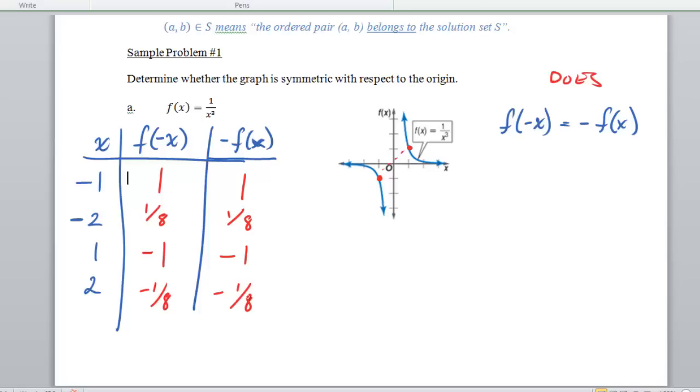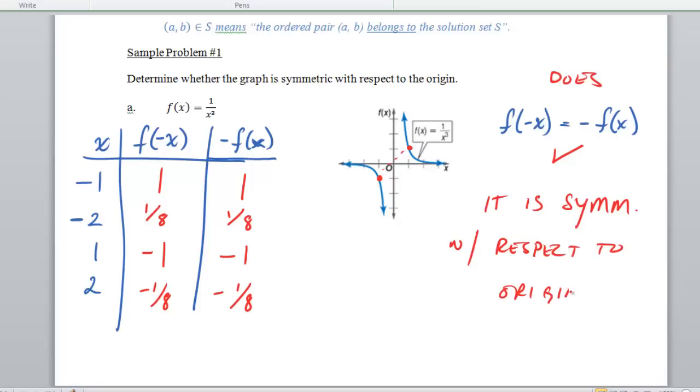And so what this tells us is that this actually does equal. And since it equals, it is symmetric with respect to the origin. And so that's a mathematical way of showing the same thing as we see visually.